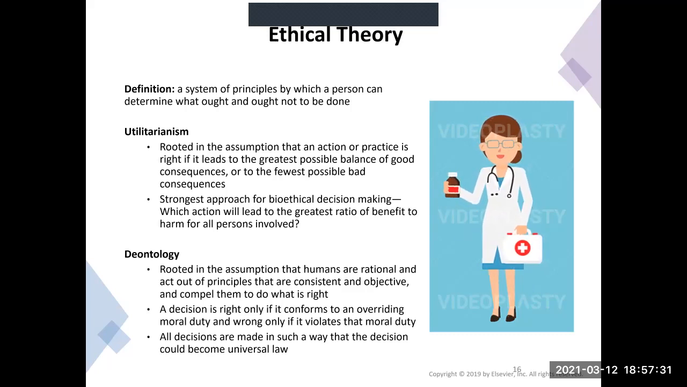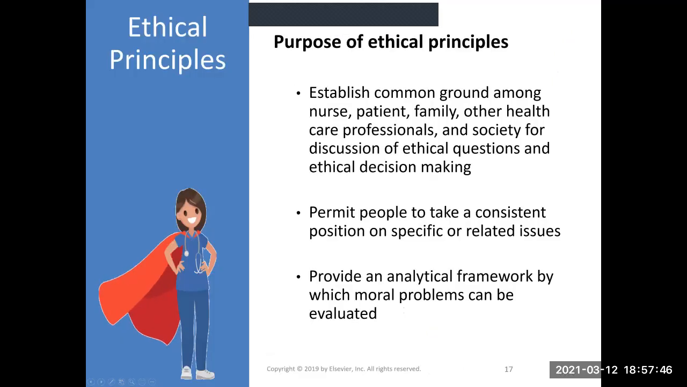So it helps to confirm that moral duty and what is wrong, and does it violate the moral duty, right? So every decision is made so that it becomes a universal law. Those are the two theories of ethics. Now, the ethical principles are supposed to support those two theories. They help to establish a common ground for everybody, and help people take a consistent position on some of the moral issues we have to decide.